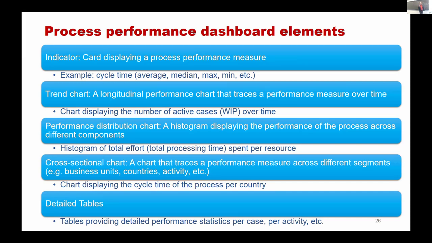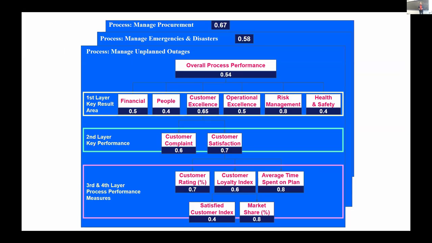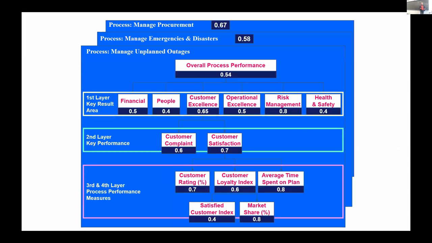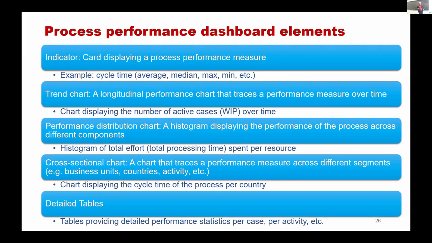I will also have in a dashboard performance distribution charts. For example, this chart here is displaying my performance per country, per state in a country. So I'm displaying a performance measure cross-sectionally, across different sections of my organization. So that's what we call a performance distribution chart.